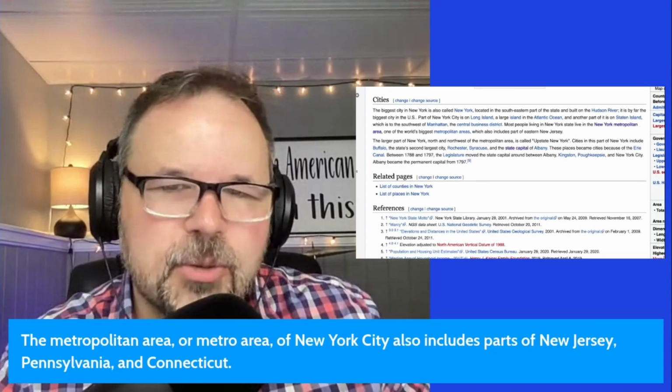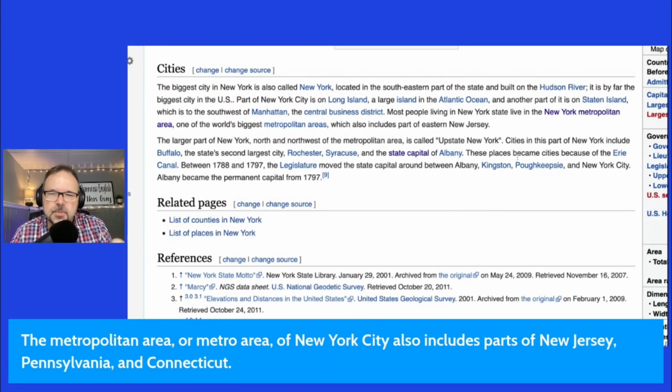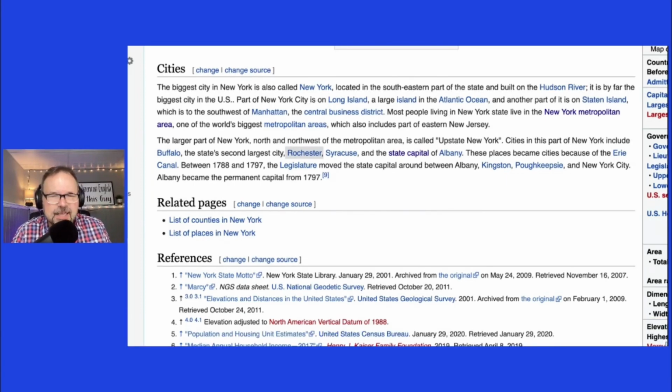The larger part of New York, north and northwest of the metropolitan area, is called upstate New York. That's basically the two ways you'll hear New York State talked about. It's New York City or upstate New York. Pretty much everything that isn't part of New York City is upstate New York. Cities in this part of New York include Buffalo. Buffalo has a football team called the Buffalo Bills, and they have a hockey team called the Buffalo Sabres, the state's second largest city.